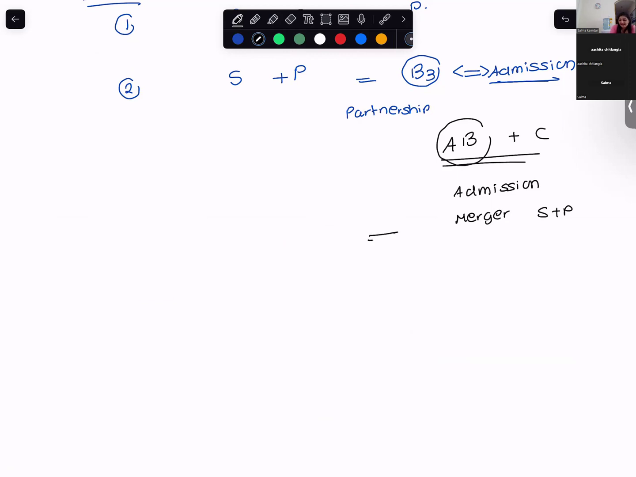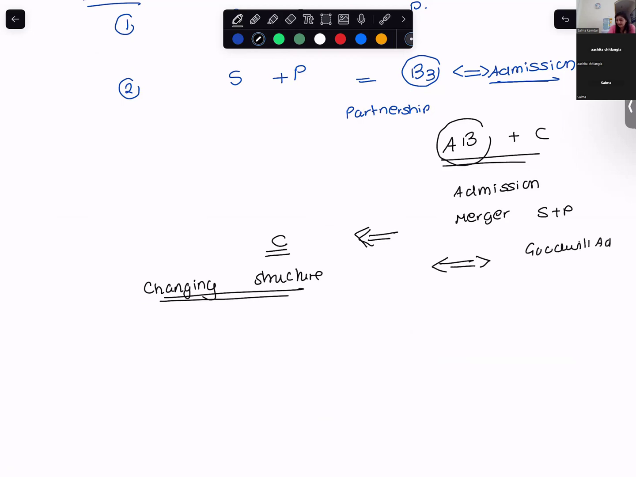Now when they decide that they will bring in a new partner C, that means what? They are changing the structure of the business. So whenever you change the structure of the business, there is one thing that definitely has to be done. There has to be goodwill adjustment, and your assets and liabilities have to be revalued. Whenever you change the structure of the business, two things are definitely done: goodwill adjustment and assets and liabilities revaluation.